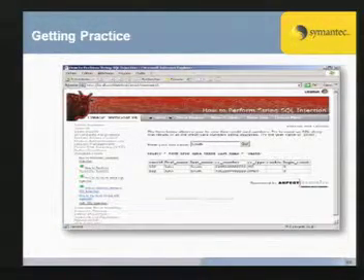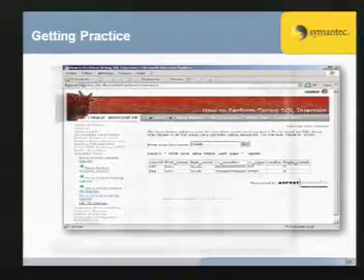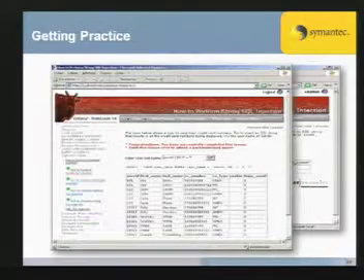WebGoat is made by OWASP.org. It's a free tool. And this tool is a web server that was made vulnerable on purpose. Here's the lesson on SQL injection. If you don't get it right, it will give you tips on how to get things right. And you keep trying until you get, for example, the lesson accomplished.